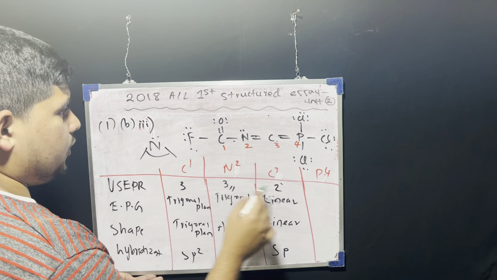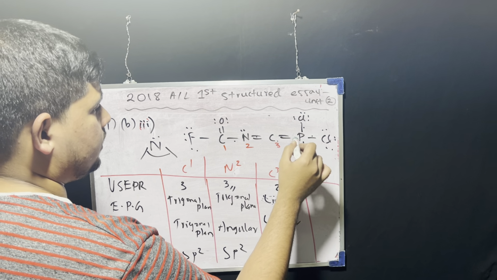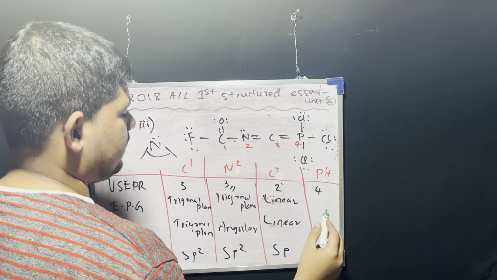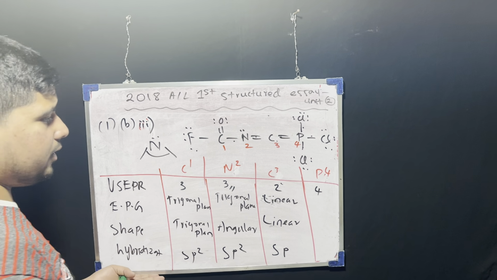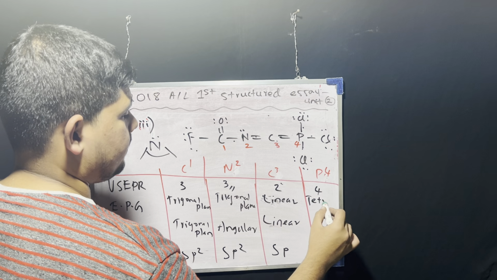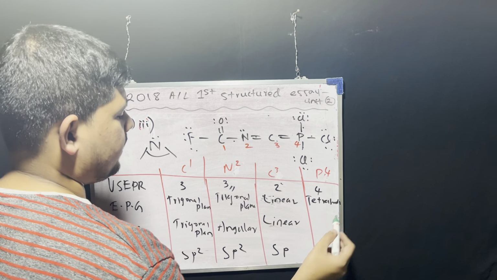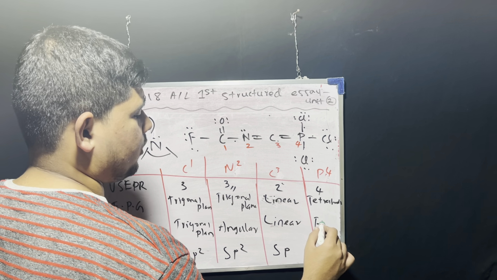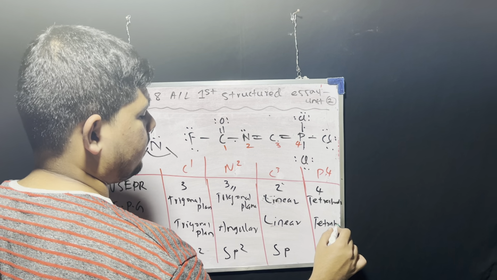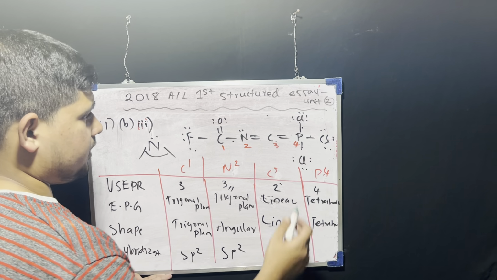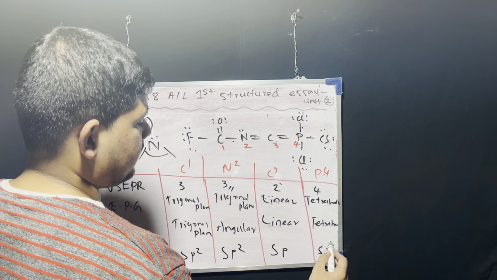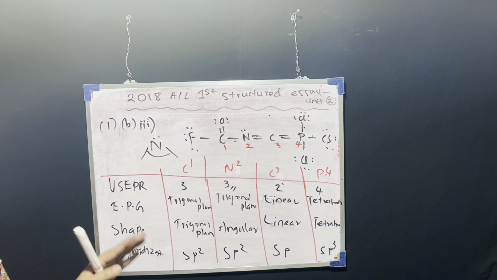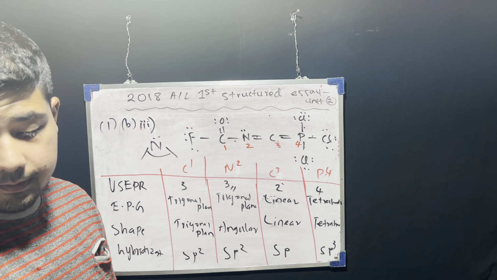P4. What is the VSEPR pair? 1, 2, 3, 4. It has 4 sigma bonds. Electron pair geometry is tetrahedron. And what is the shape? That is also tetrahedron, because there is no lone pair. And what is the hybridization? It has 4, therefore sp3.